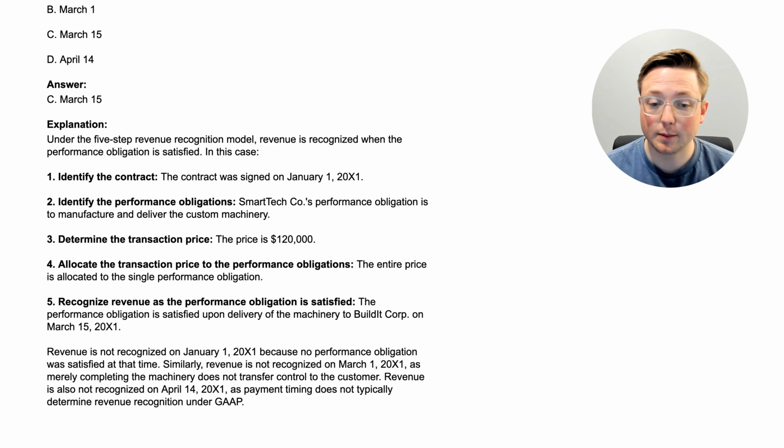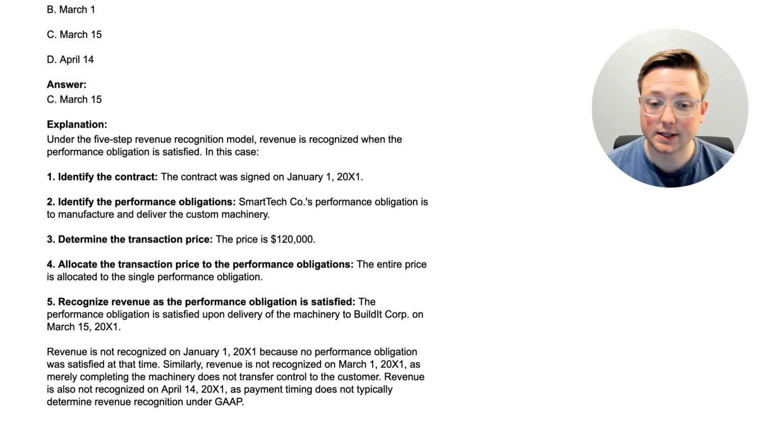Step 2, identify the performance obligations. Smart Tech Co.'s performance obligation is to manufacture and deliver the custom machinery. So again, there has to be obligations. Somebody has to do something and somebody has to pay them, or maybe somebody has to do something and then the other person has to do something in return. There has to be something that is happening.